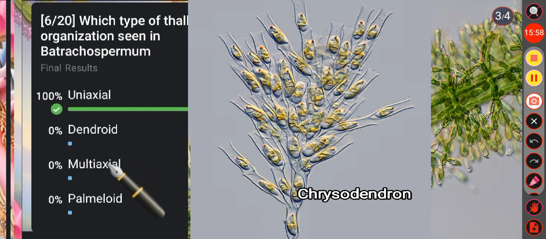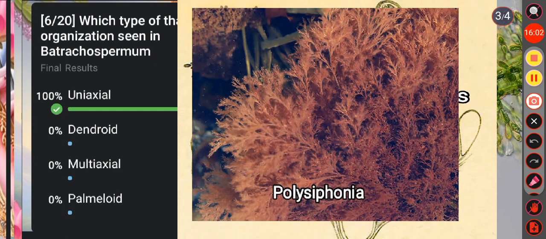Then the third option, that is multiaxial. What is multiaxial? If branches of more than one filament are involved, it is said to be multiaxial, and it is commonly seen in Polysiphonia. Polysiphonia is a red alga which shows the multiaxial type of thallus organization.